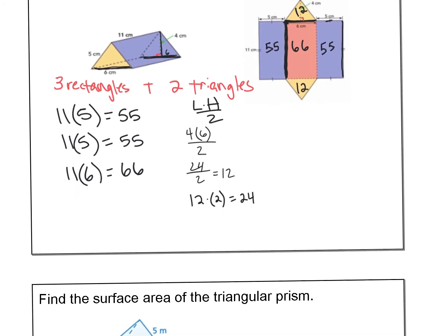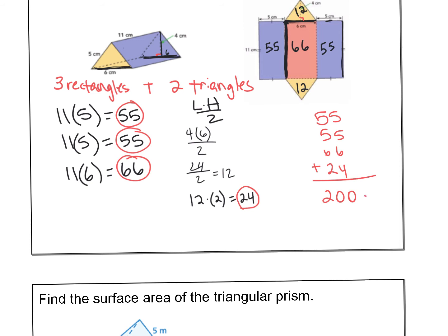All right, guys, so now in order to find surface area, we have to add up all of our areas. So we have 55 plus 55 plus 66 plus 24. We're going to add all those up, and we would find that our triangular prism is 200 centimeters squared. All right, so when we add all of those areas together, we get 200 centimeters squared.